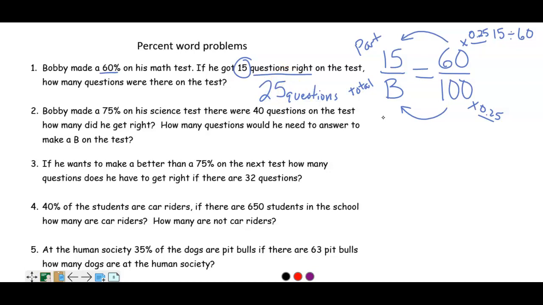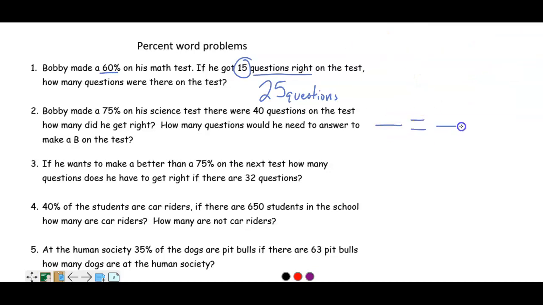Let's go ahead and set up number two. Let me get rid of this. I need the space here. Here's our first step. We have 75%, I'm going to put it right here. The 40 is the total number of questions, so I'm going to put 40 right here. 40 divided by 100 is 0.4, so we're multiplying by 0.4, and we end up getting 30 as our answer.